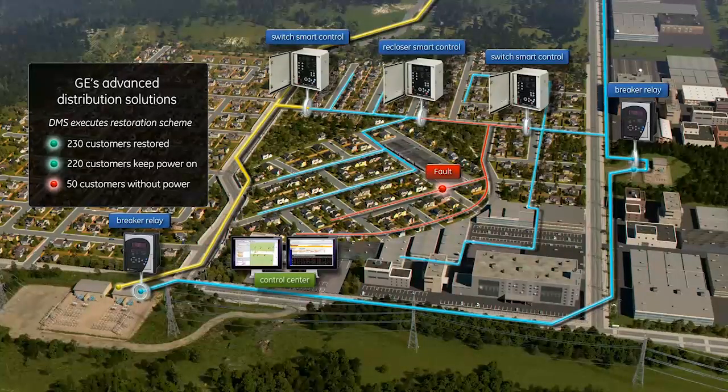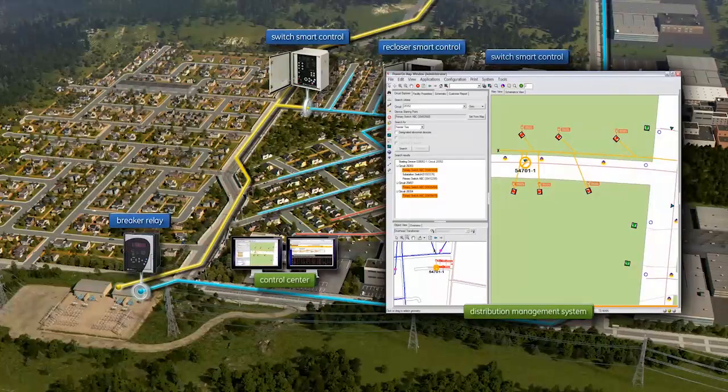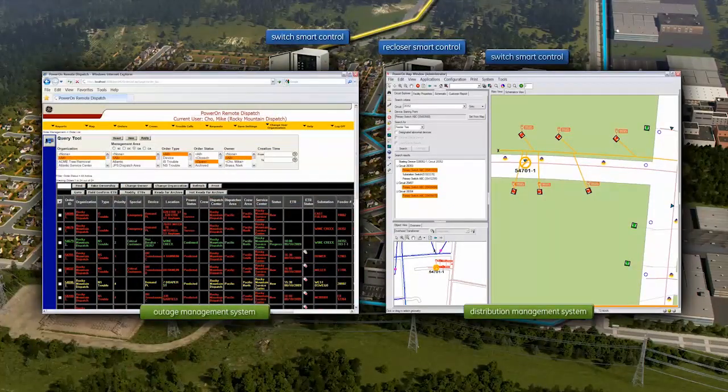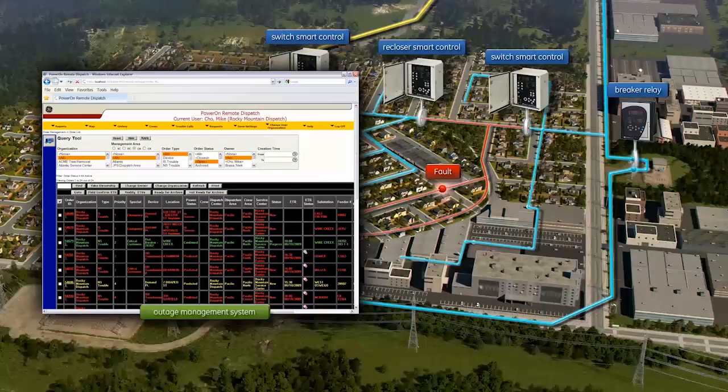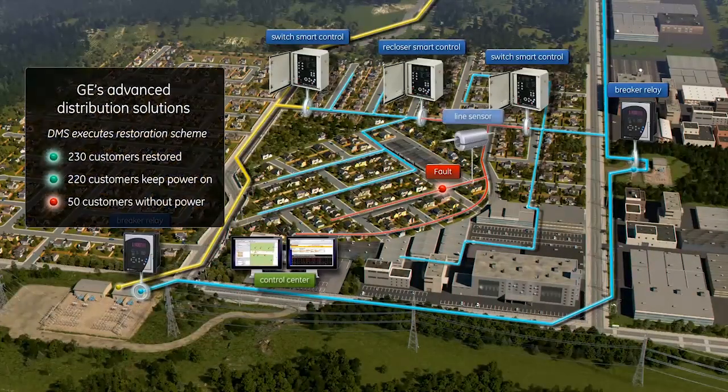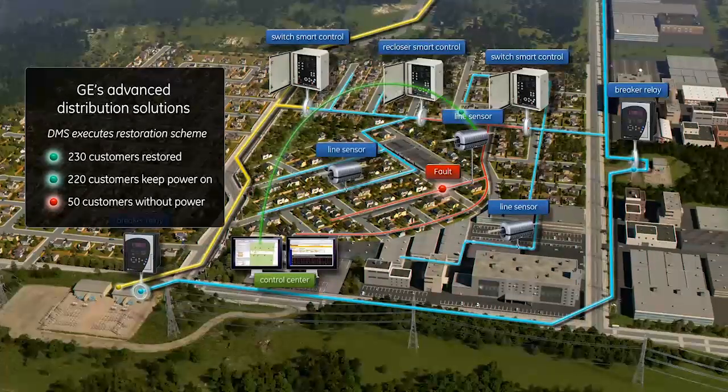Personnel at the control center use software visualization tools such as Distribution Management System and Outage Management System to monitor the situation. Now that the fault has been isolated, the OMS is ready to dispatch available repair crews to assess and repair the faulted circuit area. GE's line-mounted monitoring sensors accurately identify the fault. The location and details of the fault are wirelessly communicated back to the OMS.